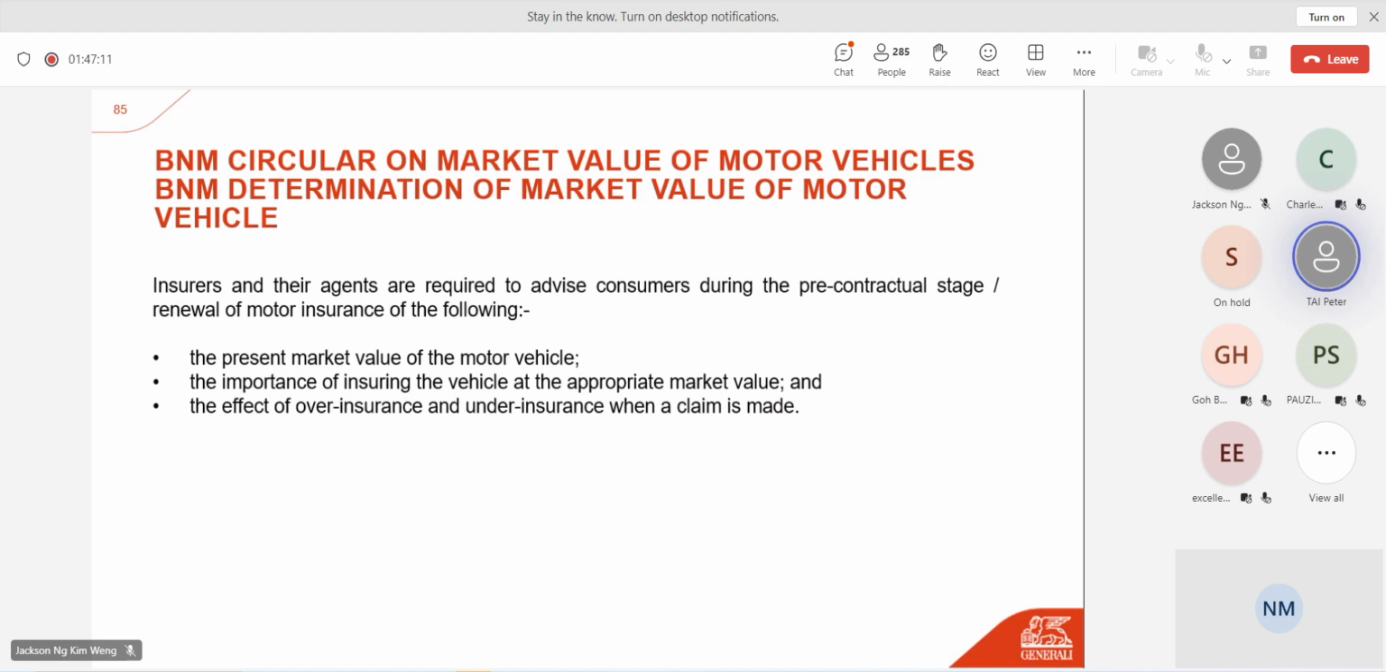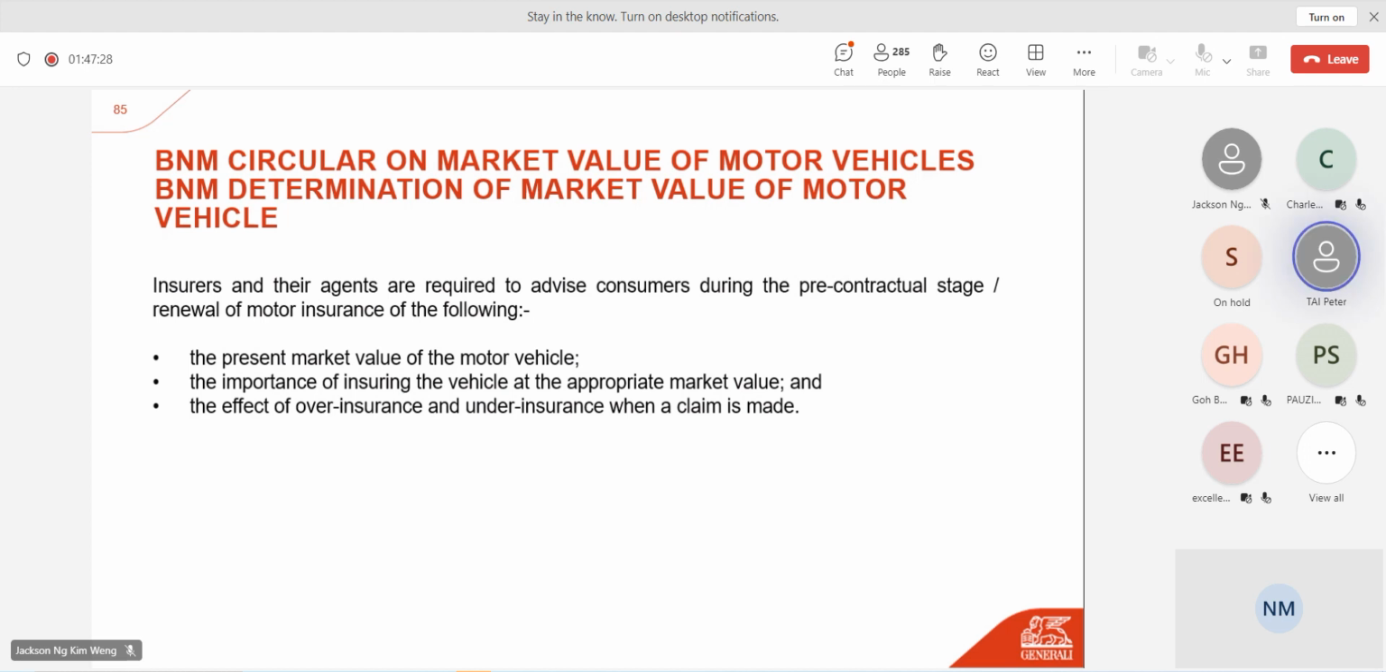Now, if worse comes to worst, you cannot agree on the market value, or you feel that the market value is too low, always bring it up to your MO and to the branch manager, so that the underwriter can give you an agreed value. Okay, next slide.